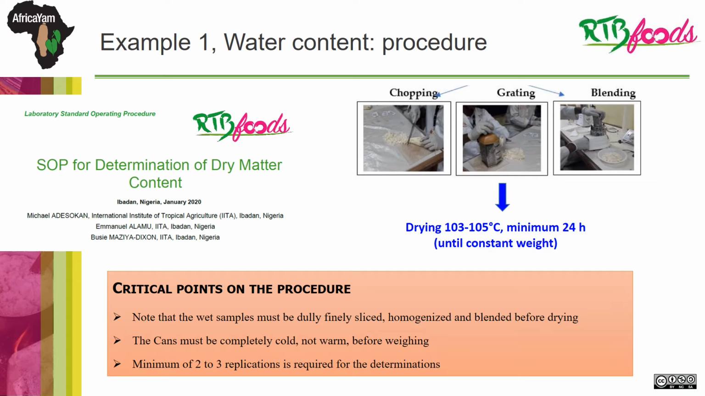The second critical step is that the cans, where you put your samples, should be completely cold, not warm, before weighing. Otherwise, the weight is not true. And lastly, you have to perform at least 2 or 3 replications to obtain correct mean value of the water content of your yam, and I will illustrate this in the following.